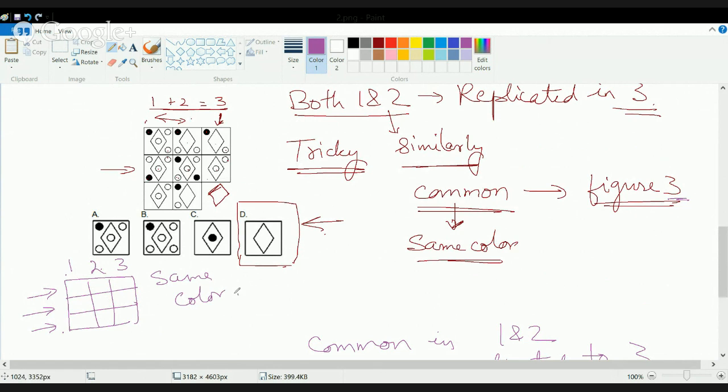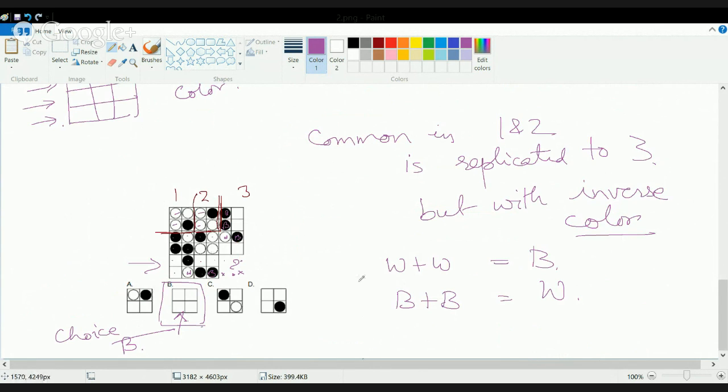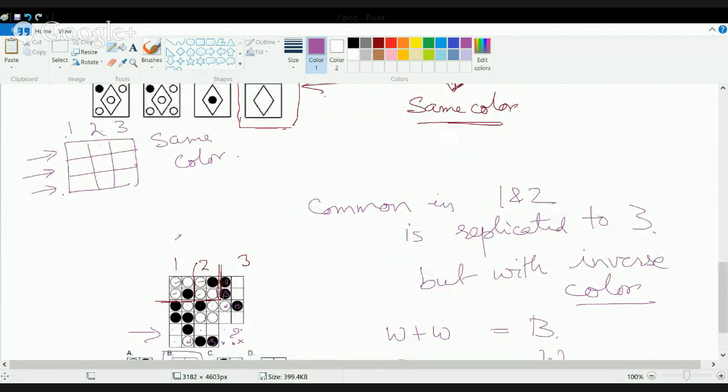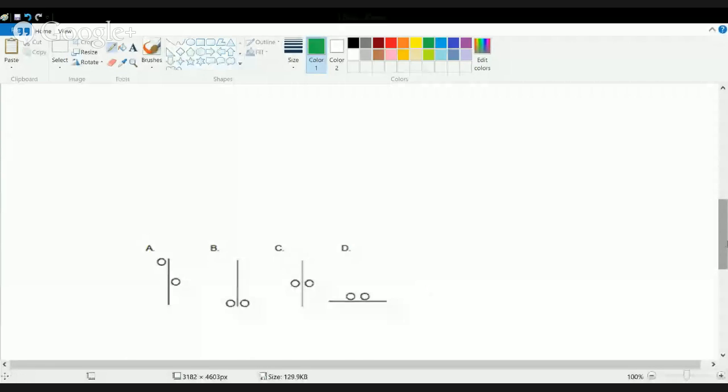While for the next question, whatever is common in 1 and 2 is replicated in 3 but with an inverse color. Clear? So these were some of the questions that we talked about today on understanding the missing figures in non-verbal reasoning. Now we'll talk about finding the odd man out in non-verbal series.